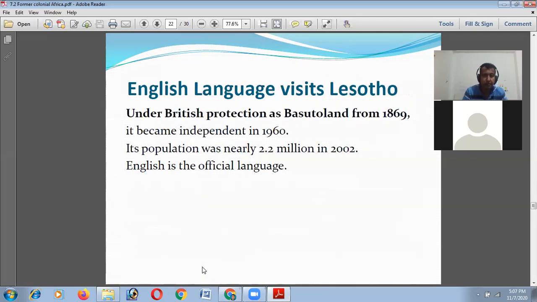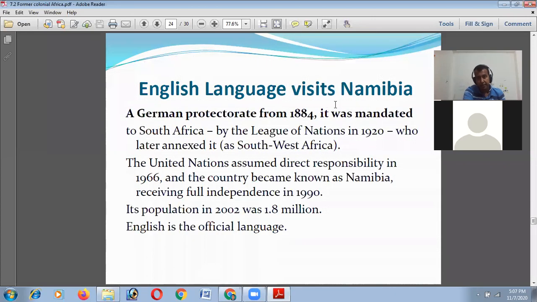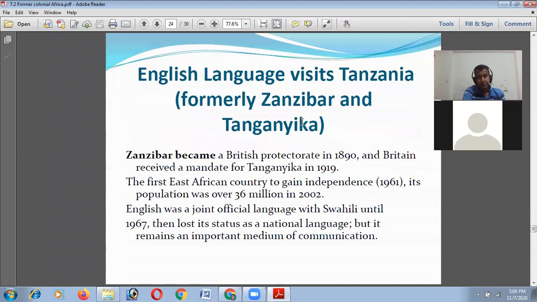So Lesotho, here we see Lesotho. The population is 2.2 million and English is the official language. And also in Malawi, English is an official language and its population is 10.5 million. It was also a British colony and they got independence in 1964. In the case of Namibia, the population is 1.8 million and English is the official language. They became a German protectorate, not an English protectorate, in 1884.